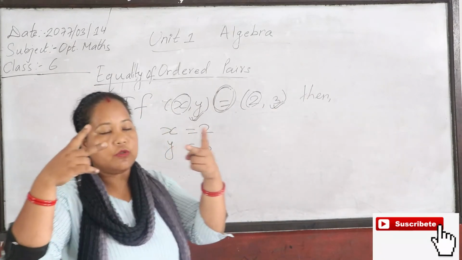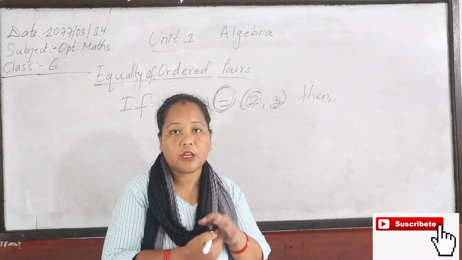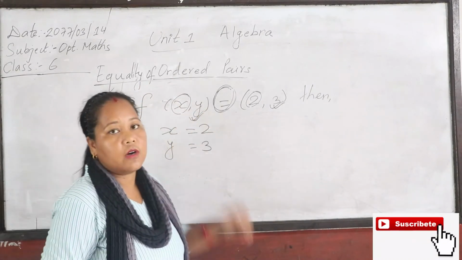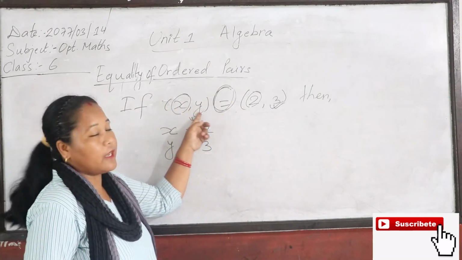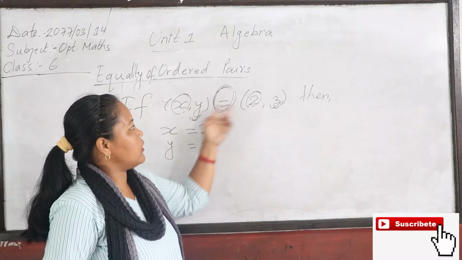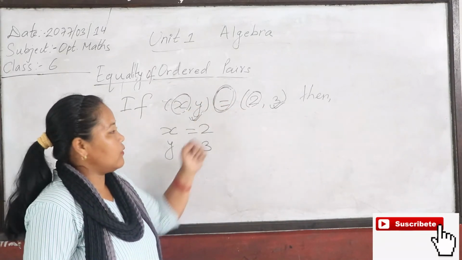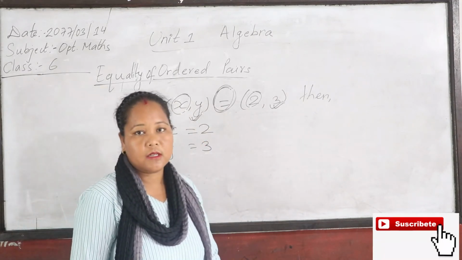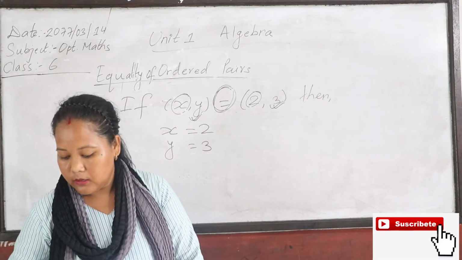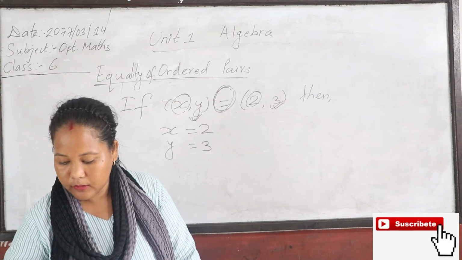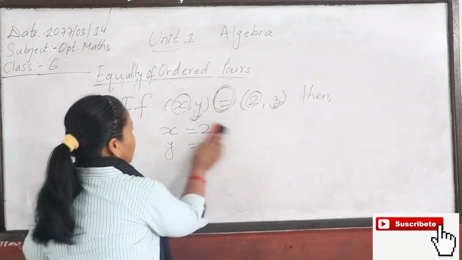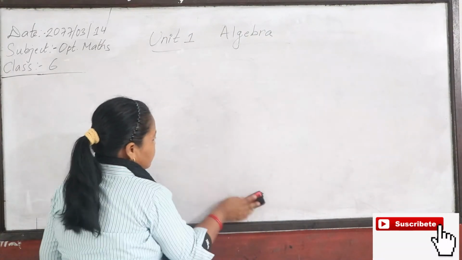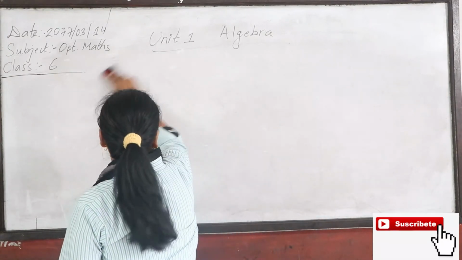If two order pairs are equal, with the help of equality of order pair we can find out the unknown values. Here x and y are unknown. From here we can find out the value of x, that is 2, and the value of y, that is 3. Understand? In this way we can do our exercise. In your exercise there are more questions given. You just try it. If you have any confusion, you can ask me. Okay, students?